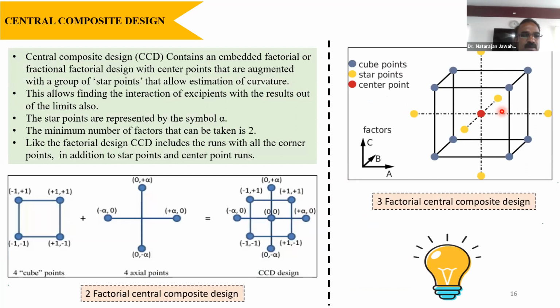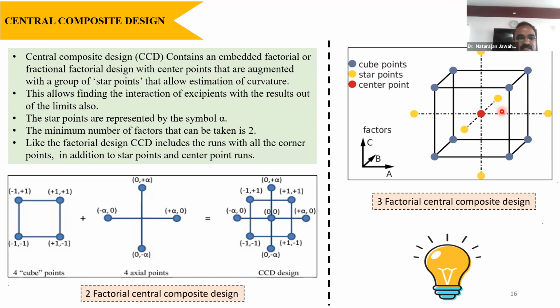So now let us see something about central composite design. Central composite design contains an embedded factorial design. So it is nothing but a factorial design embedded with some extra points. Those points are called star points. It allows the estimation of curvature. This allows finding the interaction of the excipients with the results out of the limits also. The star points are represented by the symbol alpha.